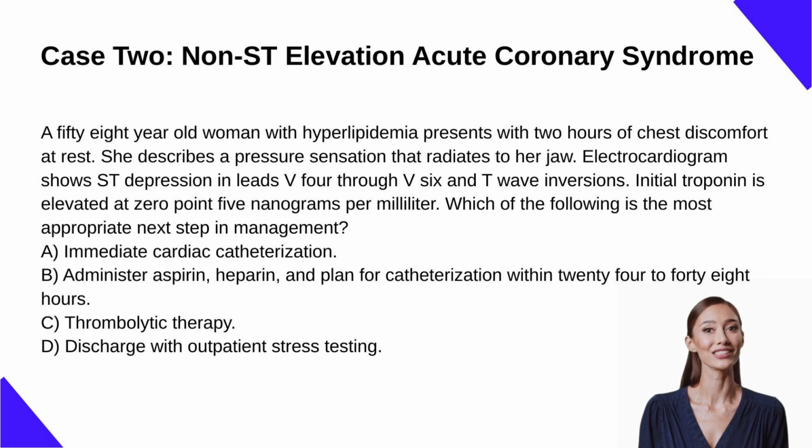Here is our second case. A 58-year-old woman with hyperlipidemia presents with 2 hours of chest discomfort at rest. She describes pressure that radiates to her jaw. Her electrocardiogram shows ST depression in leads V4 through V6 and T-wave inversions. Initial troponin is elevated at 0.5 nanograms per milliliter. Pay close attention to the troponin level mentioned in the STEM. What is the diagnosis and what is the next step?